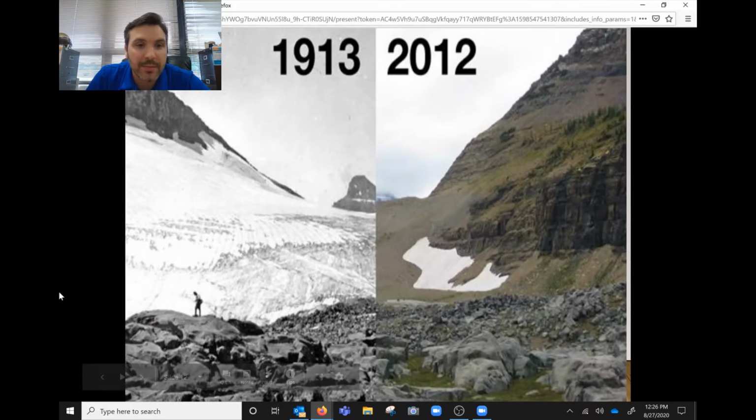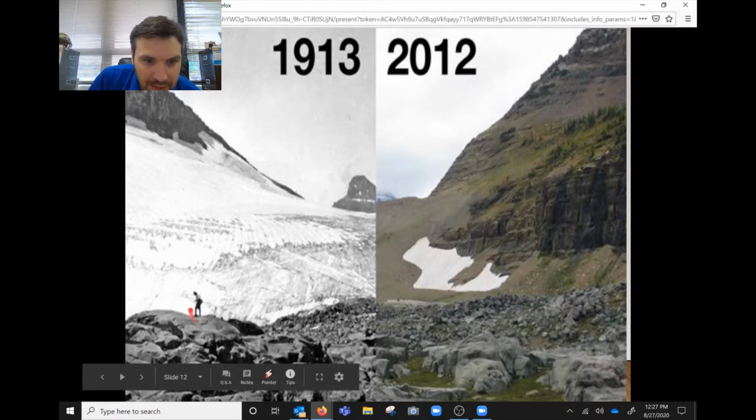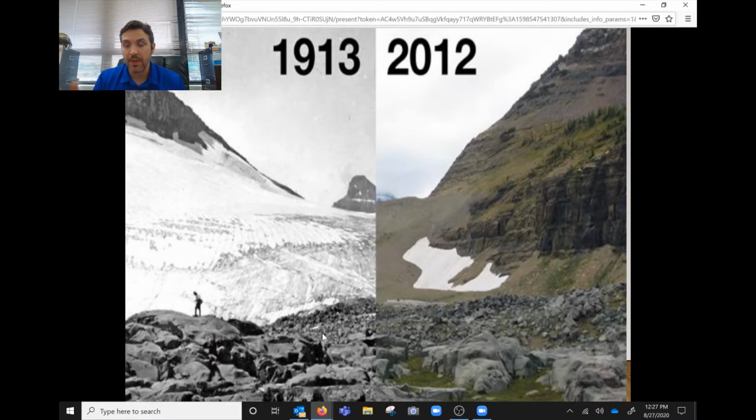Here's a good example of about a 100-year difference between 2012 and 1913. Right, at one point there could be giant glaciers. 100 years later, no glaciers, which means glaciers can grow, they can decrease, they can move. Now, if you're sitting there where this gentleman is, and he's looking at that glacier, is it going to look like it's moving? Not at all. But over the course of 100 years, that glacier will move.